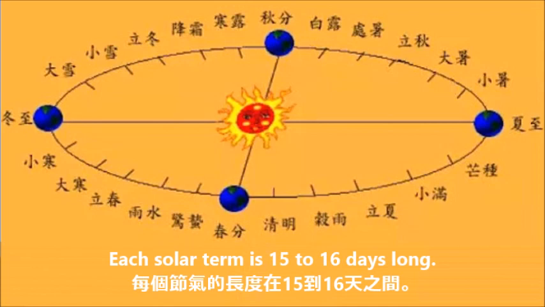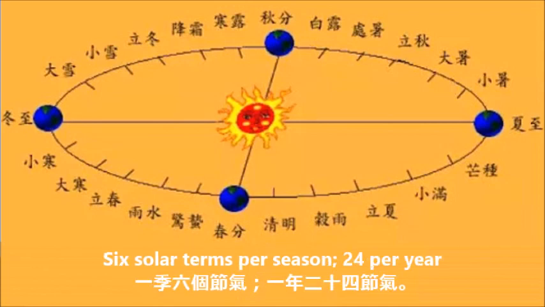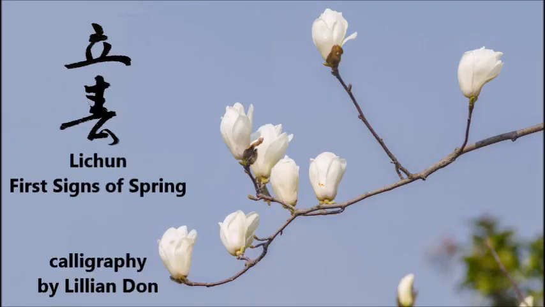Each solar term is 15 to 16 days long, so there are 6 solar terms in each of the 4 seasons, making the annual total 24. The first solar term of spring is called the Lichun in Chinese.